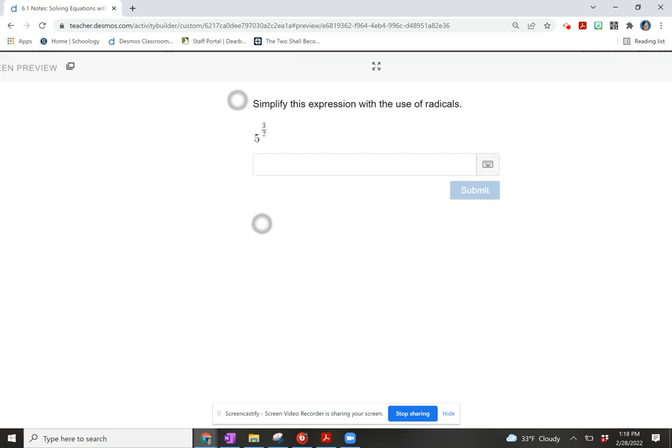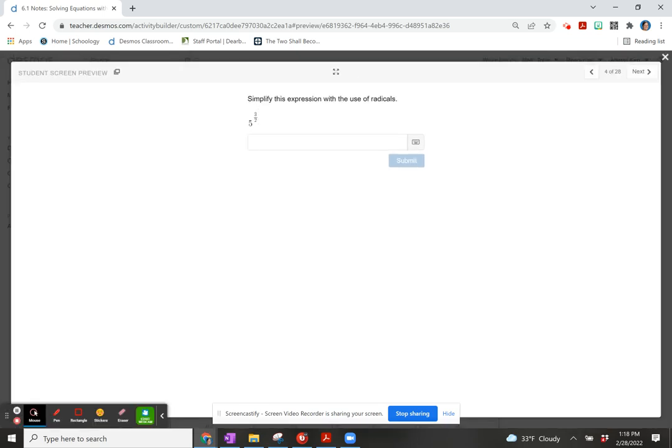Now for this slide, and I'm not going to go through all of the slides, we're starting out with the exponential form, and then it says the use of radicals. So you want to draw your radical with the base. The 2 goes on the outside, and then the 3 gets dropped down.